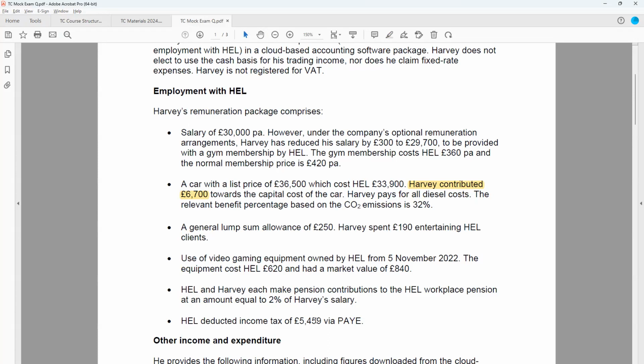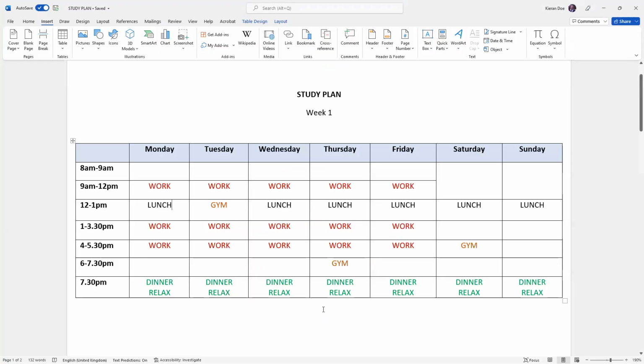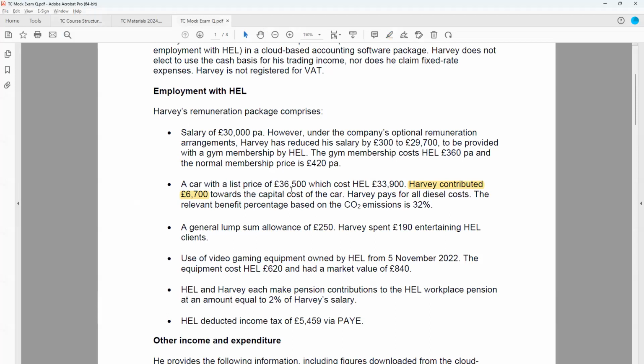It's probably only worth 6 to 8 marks. So you definitely could do that within a lunchtime slot, or a before work slot. I mean, you could probably even do this sitting on a train if you have to commute.